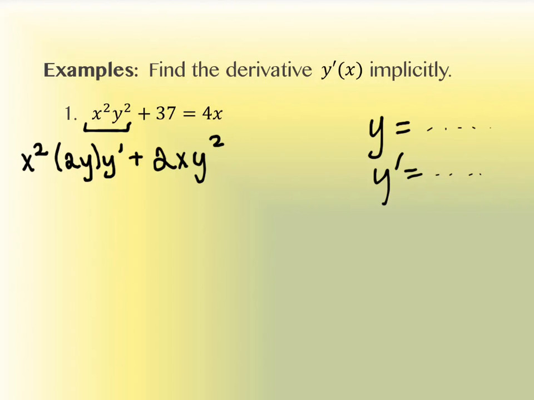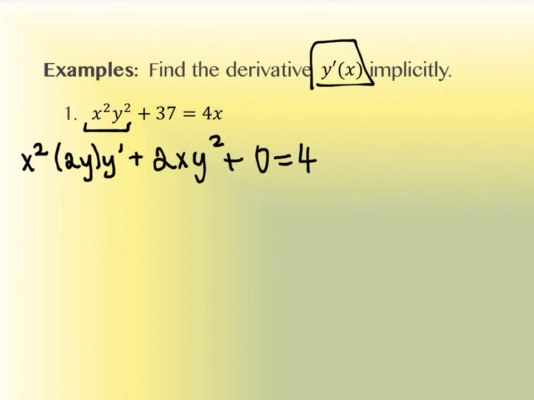Derivative of 37, 0 equals, and then the derivative of 4x, 4. So this right here is your derivative, all right? But we're actually supposed to find this when we're all said and done so that it says y prime equals. Okay? There's only one y prime in the problem.